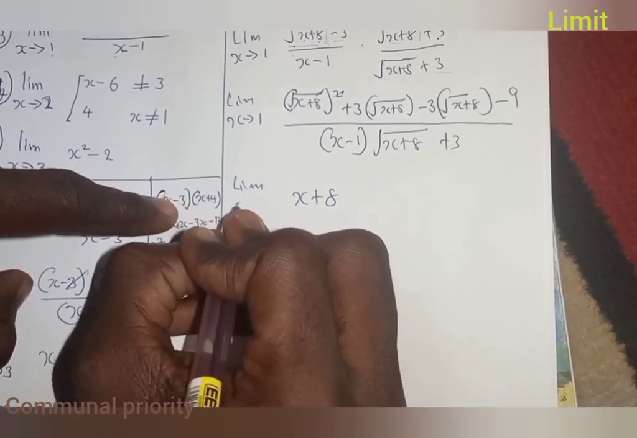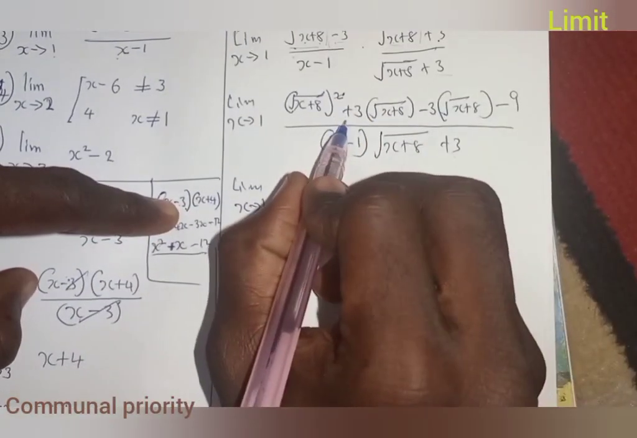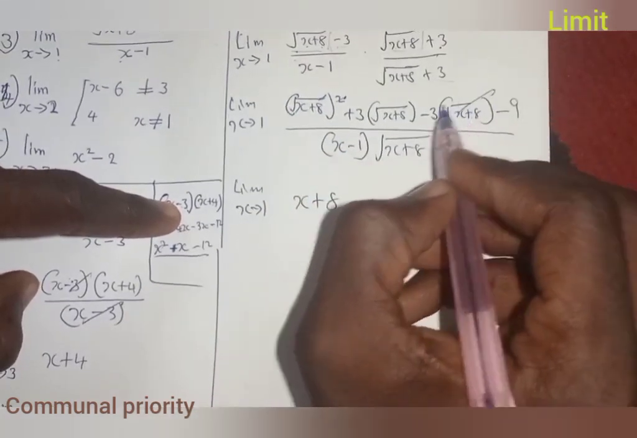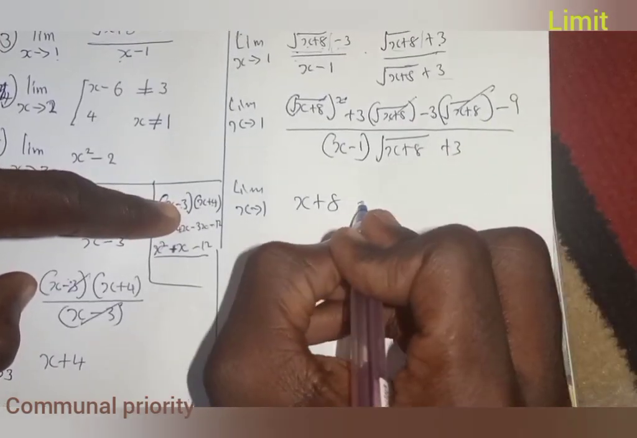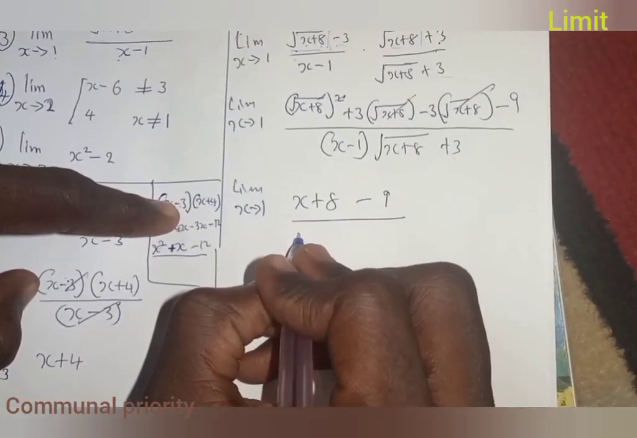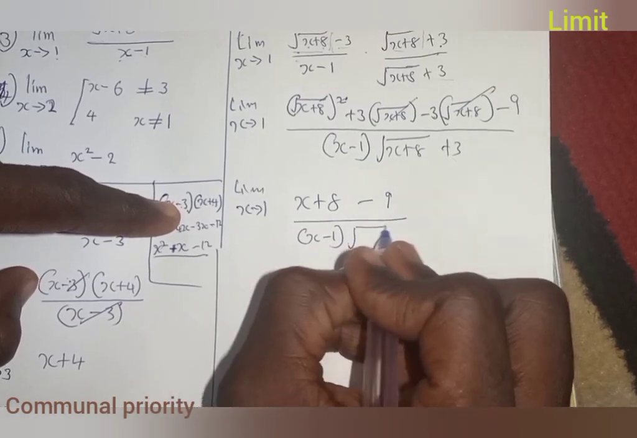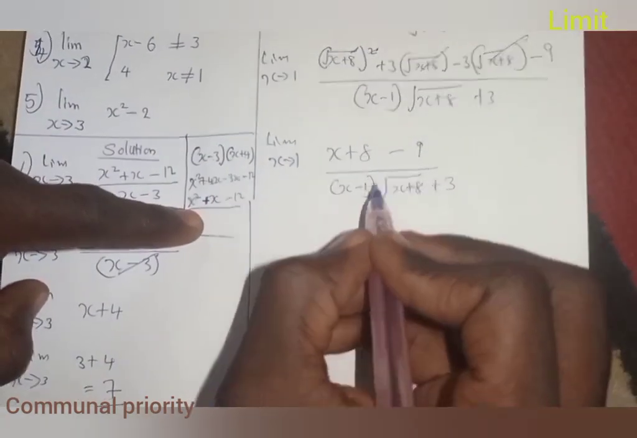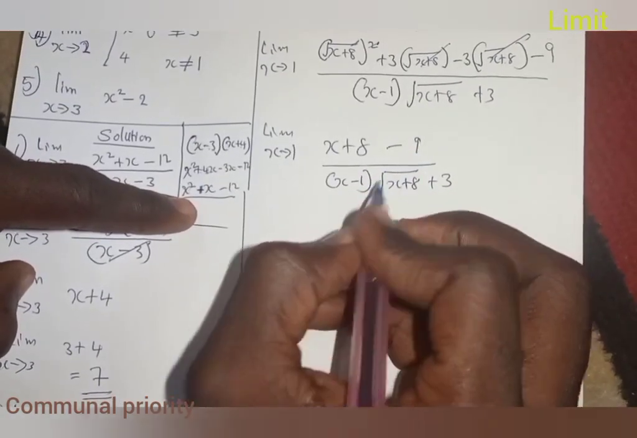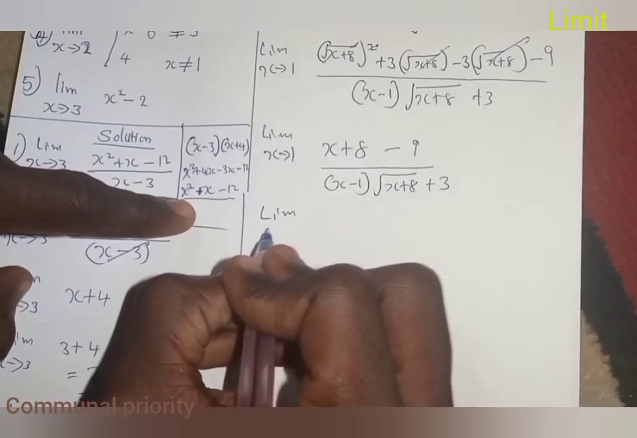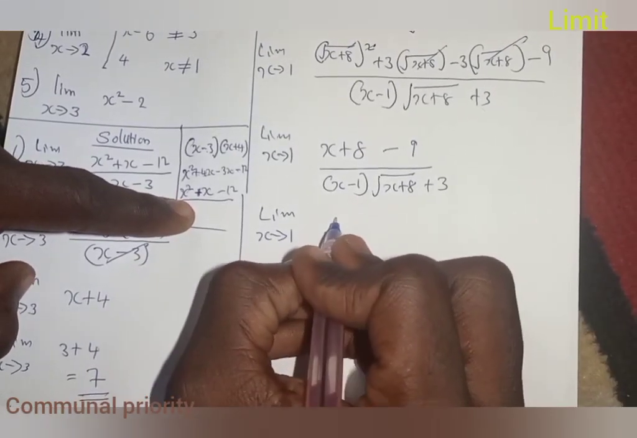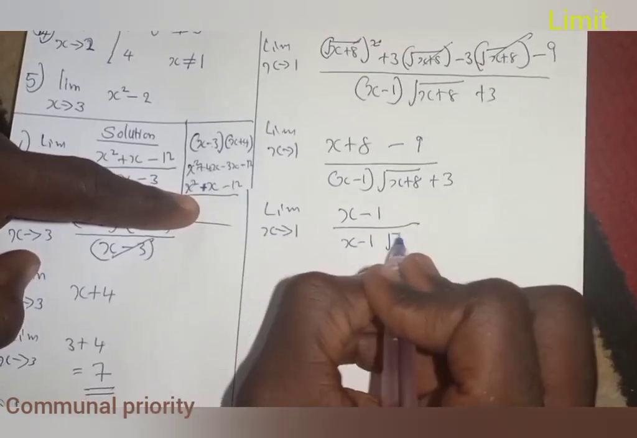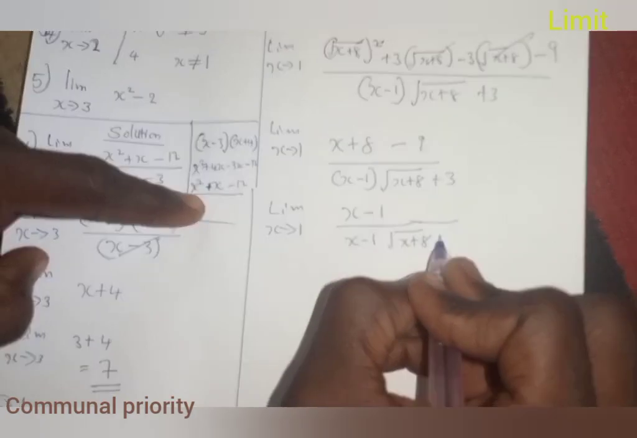Sorry, limit as x approaches 1. This is positive 3 square root of x plus 8, and this is negative 3 square root of x plus 8, so they will cancel each other. We are left with only what? Minus 9. Minus 9 all divided by what? X minus 1 times square root of x plus 8 plus 3. Then x plus 8 minus 9 will give you x minus 1. So therefore, our limit as x approaches 1 will be x minus 1 all over x minus 1 times square root of x plus 8 plus 3.